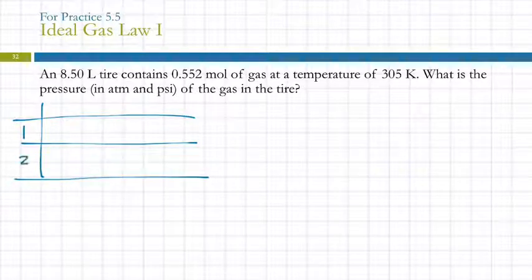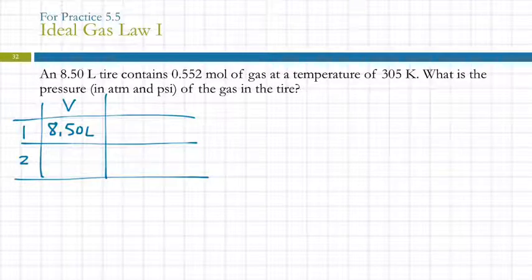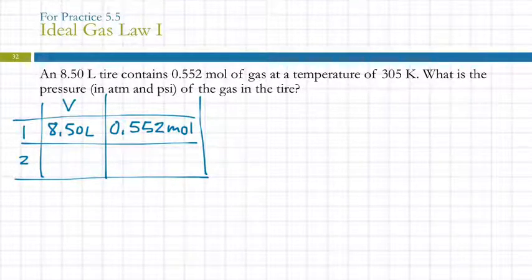So 1 and 2. Go through the problem, write down the numbers. So here are 8.50 liters. Well, that's volume, right? It doesn't say volume, but liter is a unit of volume. You should know that. 0.552 moles. Well, what letter do we use for amount of gas in moles? N. At a temperature. So these 3 numbers are all going together.